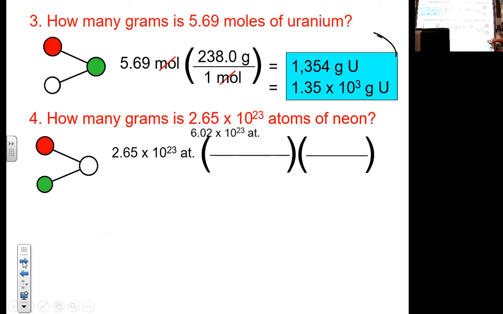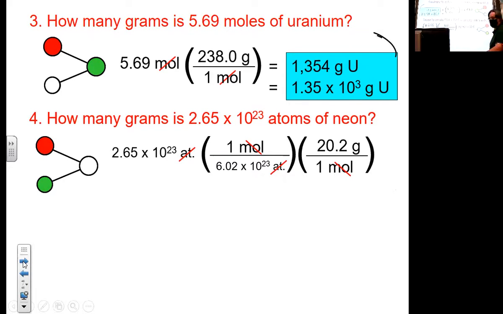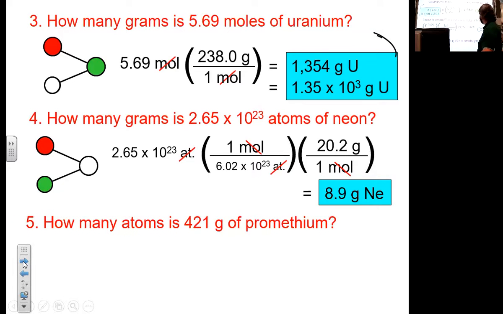I think there's one more. Come on, dude. Oh, is that the end? That might be the end. Nope, here's one more. How many atoms in 421 grams of promethium? I'm going to give you a hint that promethium is PM. And I'm going to stay doing it up here. I know, TJ, it's hard for you to see. Feel free to move around if you need to or stand up, whatever you need to do. Okay. So how many atoms in 421 grams of promethium?